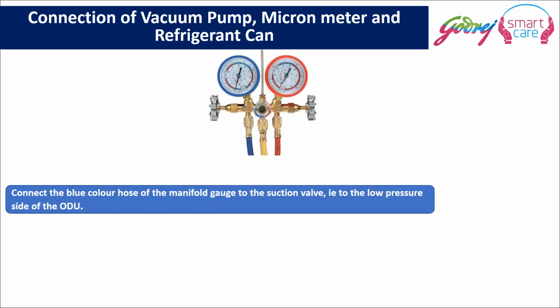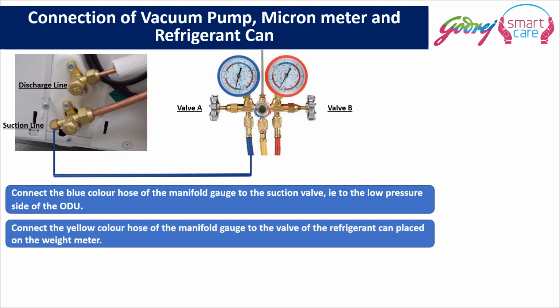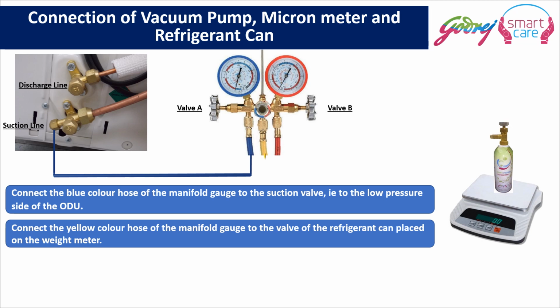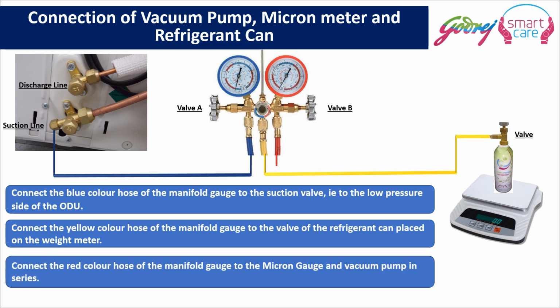Connect the blue color hose of the manifold gauge to the suction valve, that is to the lower pressure side of the outdoor unit. Connect the yellow color hose of the manifold gauge to the valve of the refrigerant and place it on the weighing meter. Connect the red color hose of the manifold gauge to the micron gauge and vacuum pump in series.